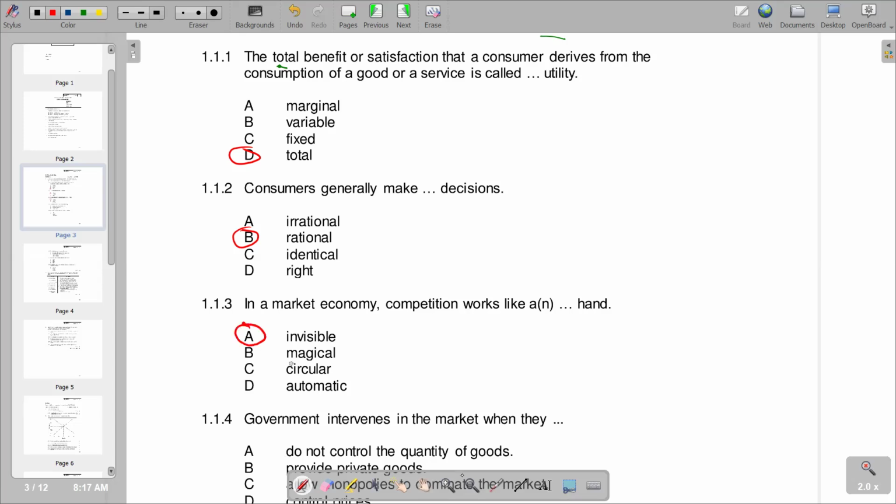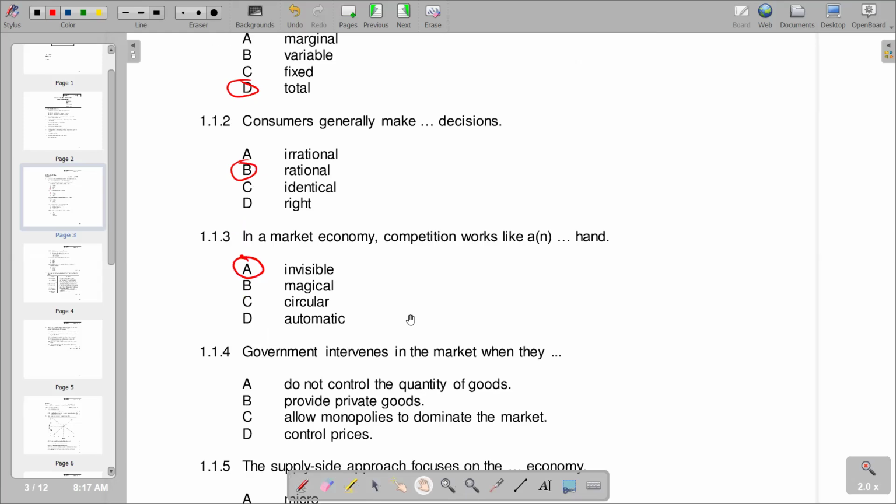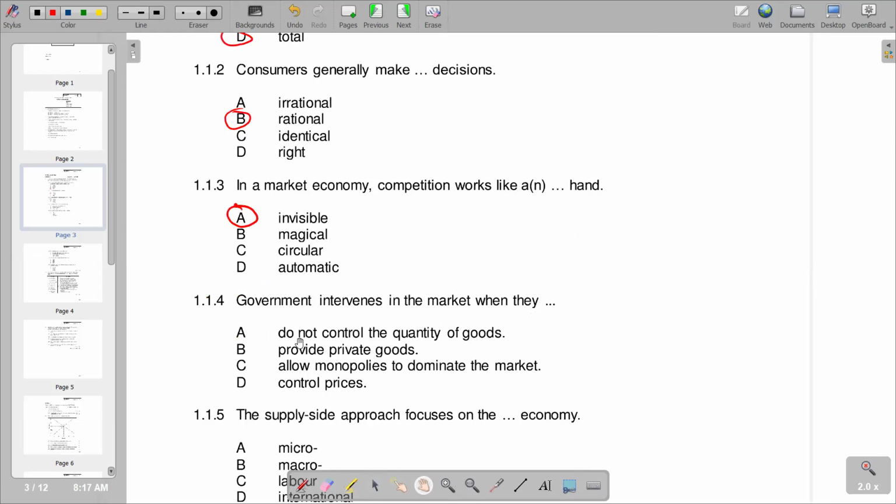Then we go to 1.1.4. The government intervenes in the market when they: A, do not control the quantity of goods; B, provide private goods; C, allow monopolies to dominate the market; D, control prices. So obviously our answer is D. Government intervenes in the market when they control prices. So when they control prices, that's when you see the government intervention. So we are saying D.